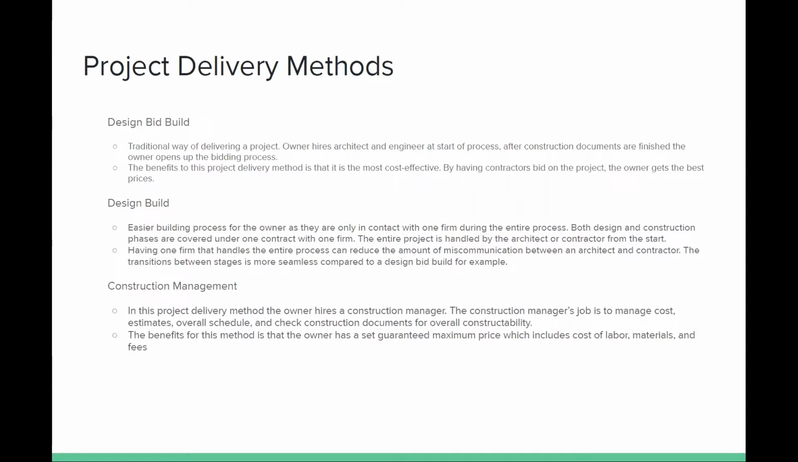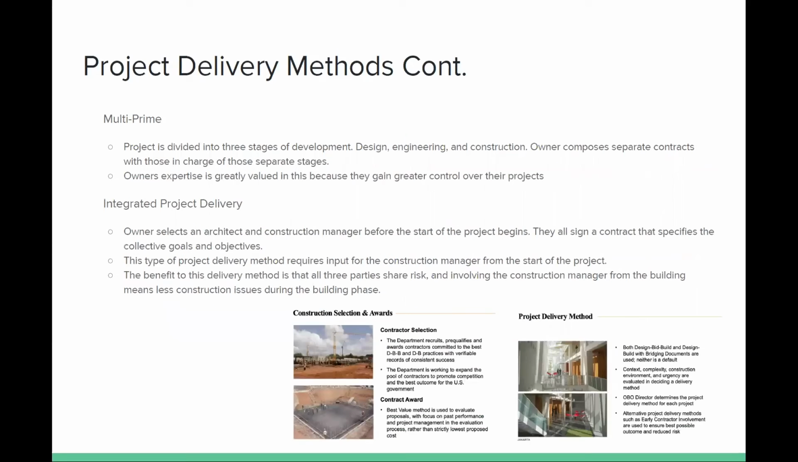And then construction management at risk is the project delivery method where the owner hires a construction manager who takes care of the rest. Next slide, please. And then multi-prime, where the project is divided into 3 stages of development: design, engineering, and construction. The owner composes separate contracts with those in charge.